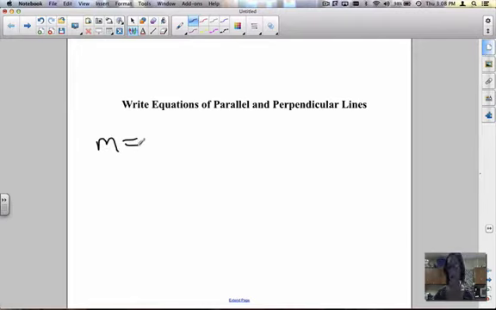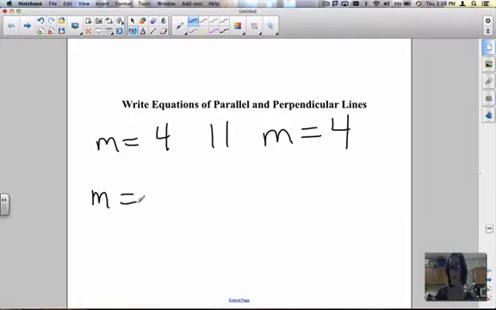If the slope of a line is 4, we learned that all parallel lines have the same slope. So a parallel line is going to have a slope of 4. Now, something new: if a line has a slope of 4, if we want to write an equation of a line that is perpendicular, we have to do the opposite reciprocal.